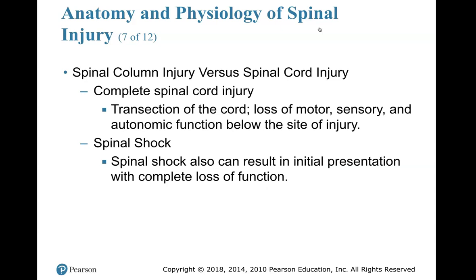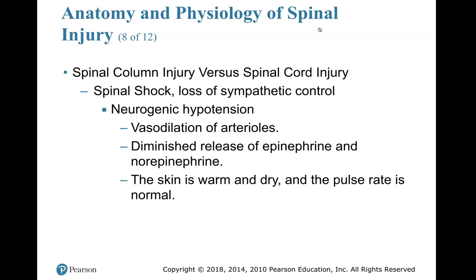So, a complete spinal cord injury. Remember, this is the nervous tissue. A transection of the cord, loss of motor, sensory, and autonomic function below the site of the injury. Transection of the cord means it is severed. So there's a loss of motor, sensory, and autonomic function below the site of the injury. Or maybe not severed in half, but injured enough to where it stops all of the signals that go down through that nervous system tissue. And spinal shock. Spinal shock also can result in initial presentation with complete loss of function. The bright side of spinal shock is that you can come out of spinal shock and regain those sensory functions again.